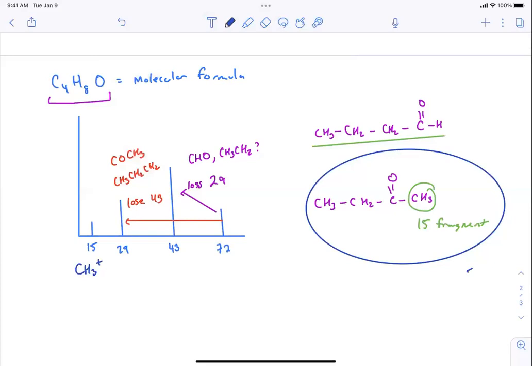If it's 144, then it's C8H16O2. So you do have to use that largest value to figure out the molecular formula from this. Okay. Questions about that?